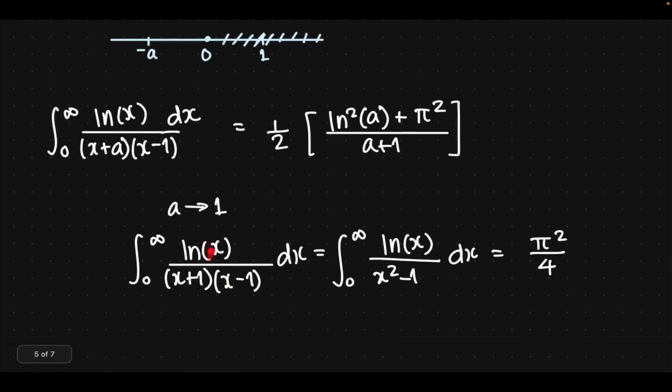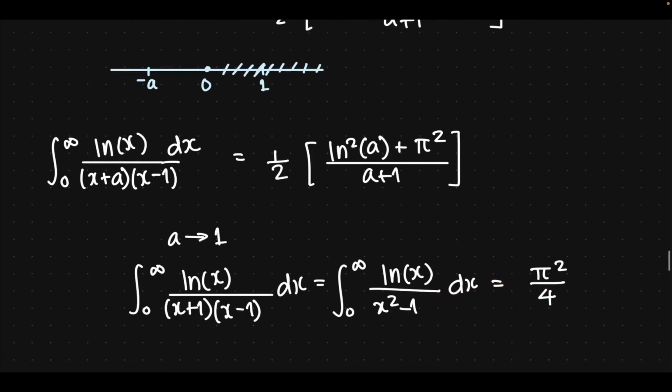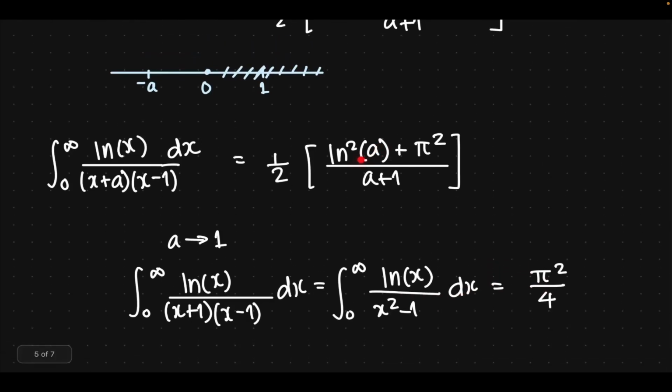So we get ln of x over (x plus 1)(x minus 1), which we can write as the integral from 0 to infinity of ln x over x squared minus 1 dx. And that, according to the formula, well, if a goes to 1, ln squared a is 1. We have 2 in the denominator and it gives us pi squared over 4. So you see how the pi pops up.